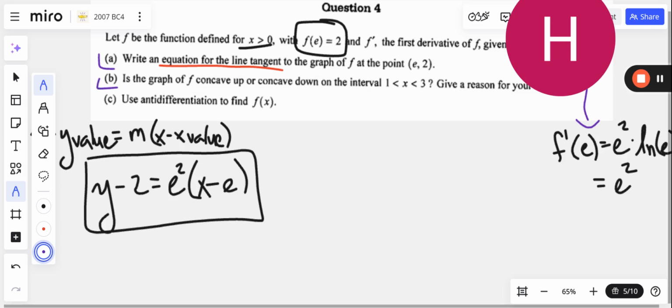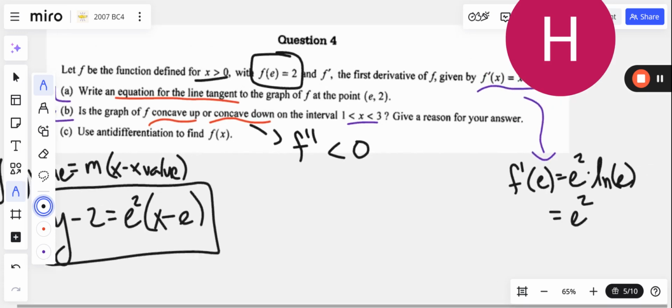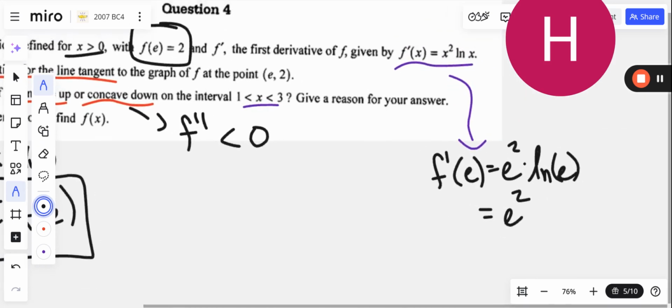Part B, is the graph of f concave up or concave down on this interval? So they're asking about the second derivative now. They're asking if the second derivative is positive or negative, basically. Is it greater than 0 or less than 0? So we need to find out what the second derivative is.